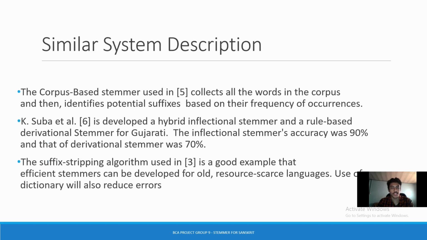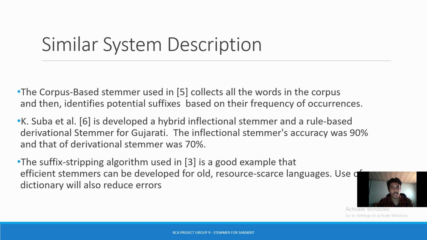Similar system description. These are some of the similar systems that we could find from the papers we read. The corpus based stemmer used in paper 5 collects all the words in the corpus and then identifies the potential suffixes based on their frequency of occurrence. K. Subba and team in paper 6 developed a hybrid inflection stemmer and a rule based derivational stemmer for Gujarati. The inflection stemmer has an accuracy of 90% and the derivational stemmer has an accuracy of 70%.